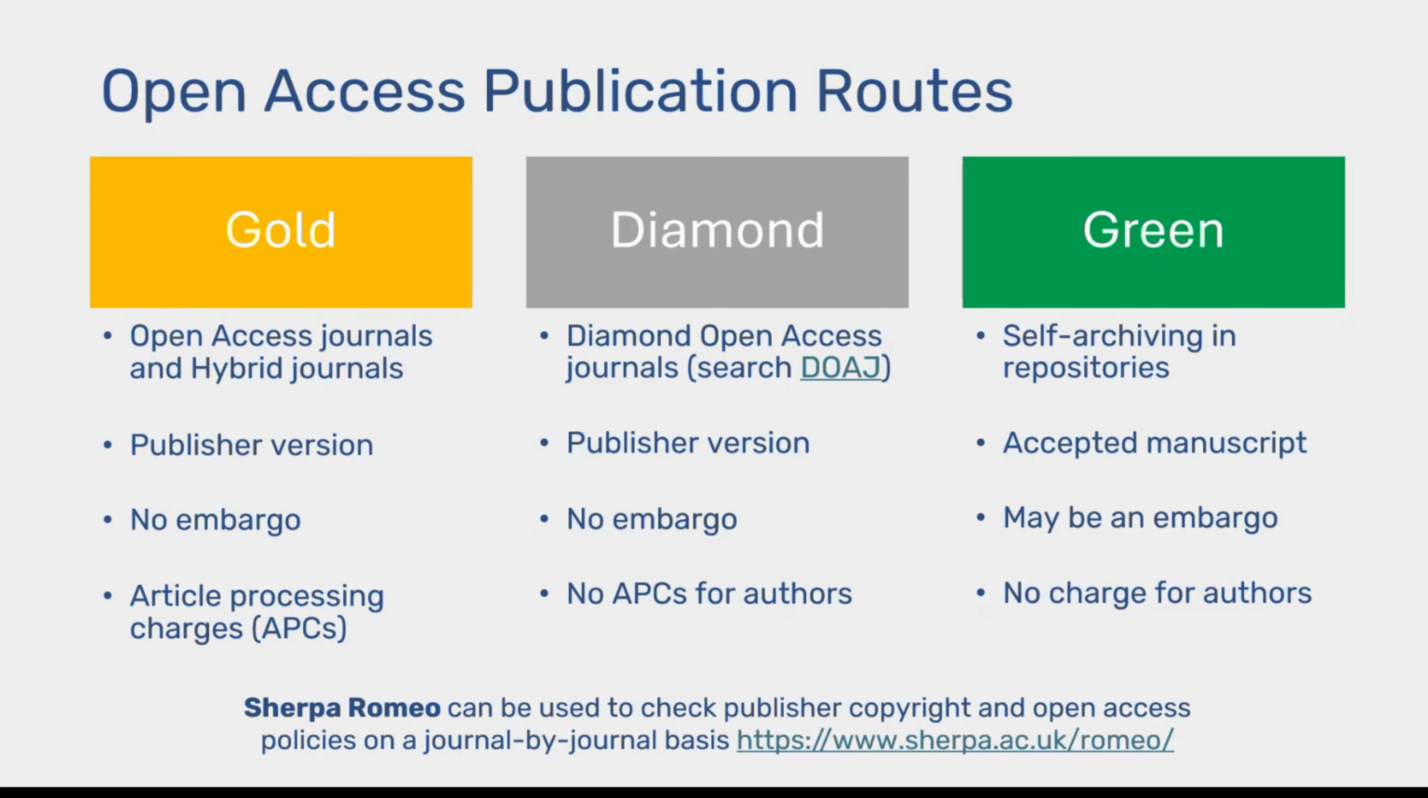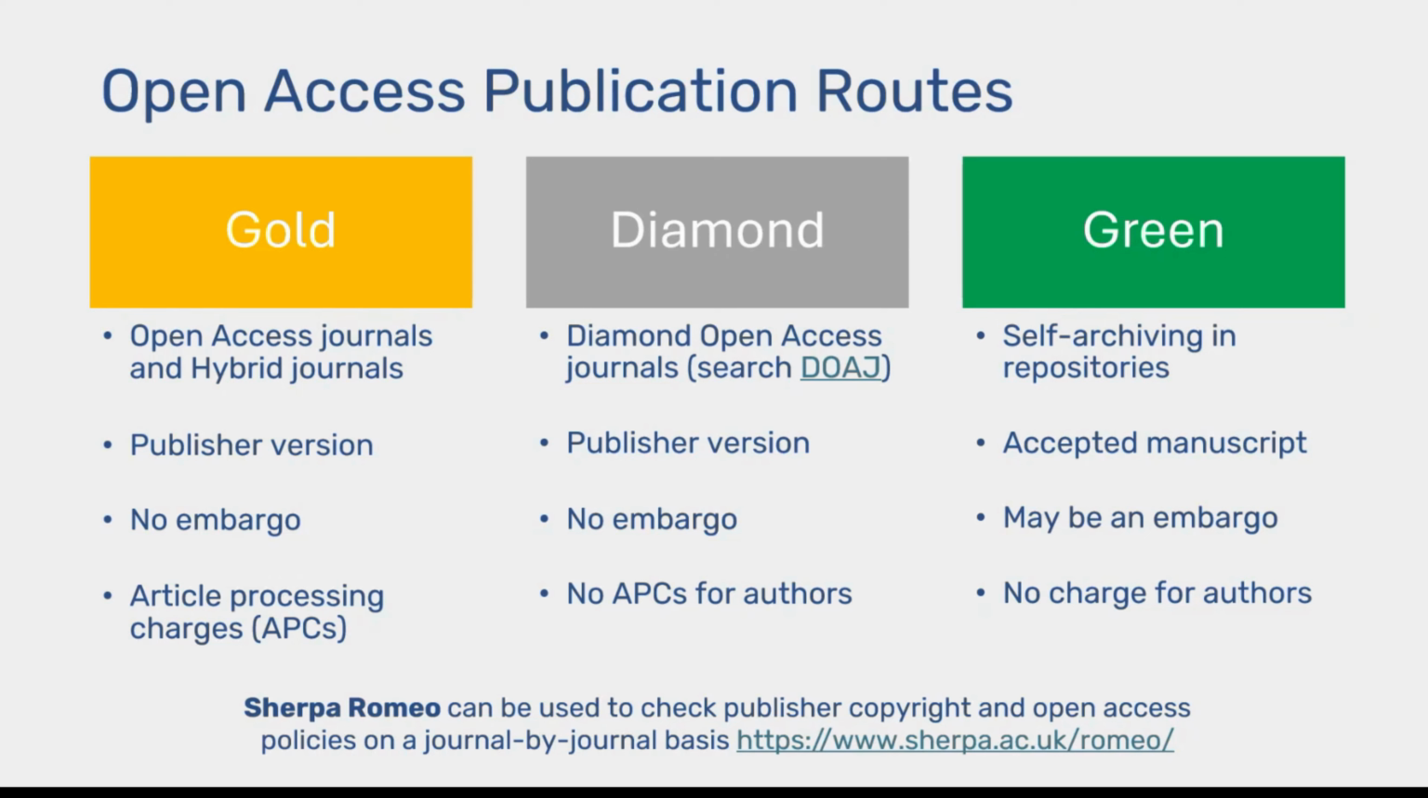So diamond open access is like gold open access without the article processing charges. So if a journal is diamond, there is no cost to the author to publish their article open access, and they can also have it available immediately on the journal website without an embargo. And there are more and more diamond publishers out there, some of which are university presses, like Cardiff University Press is diamond, and so is Edinburgh Diamond. They're both possible options out there.